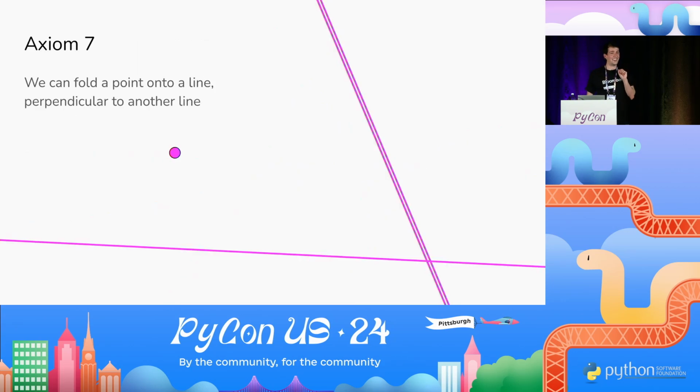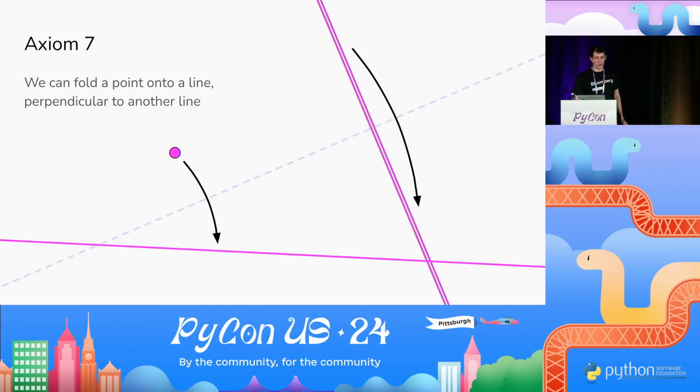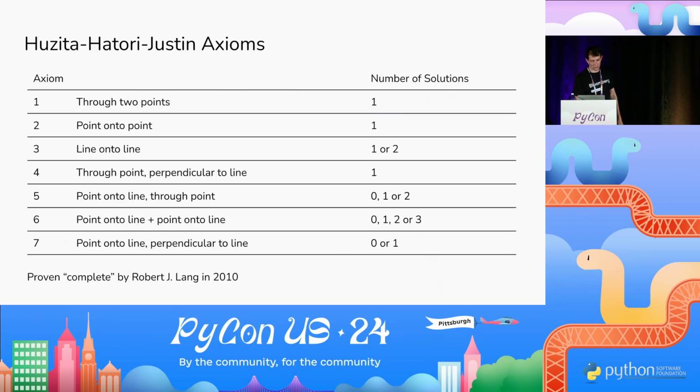There's one more. Unfortunately, this one's not quite as interesting as the last 2, in my opinion. We're sort of winding down towards the end of our list of axioms. Point onto line, parallel to a second line. Generally one solution to this, unless the lines are parallel. Sometimes there are no solutions. So that's our full list.